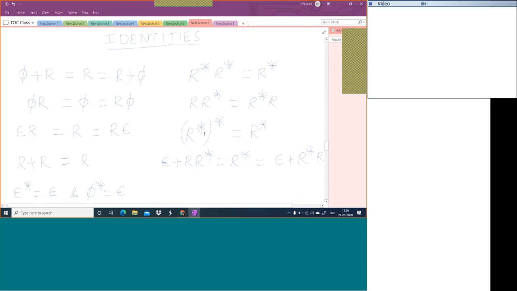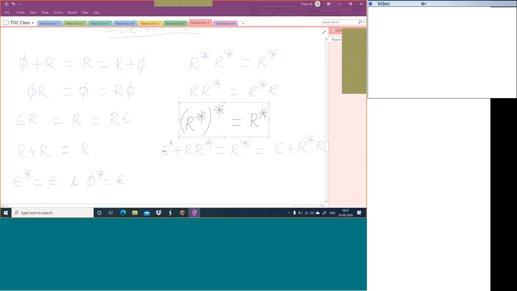Next, r star whole star. In matrices, we have one formula: A transpose whole transpose is A. So don't compare this with that. For r star whole star, don't say r. R star means epsilon, r, r square, r cube, and so on. For this, if you write again this whole star, you will get r star only. Okay, r star whole star is r star only.